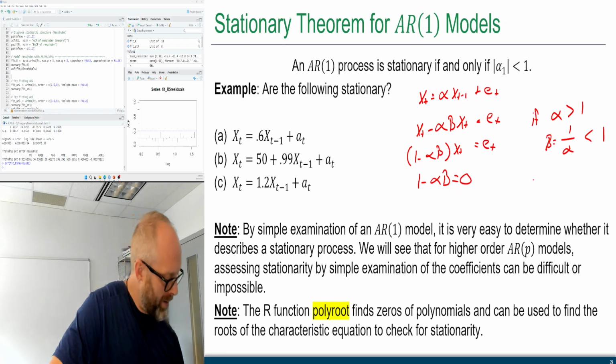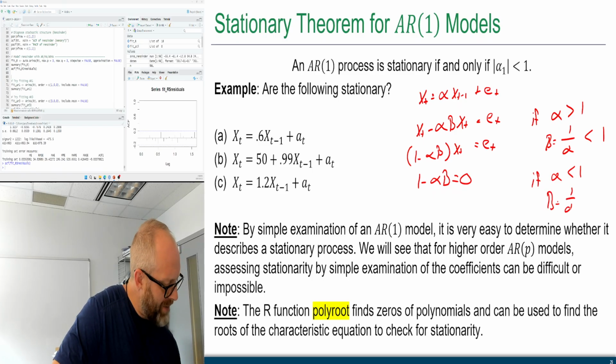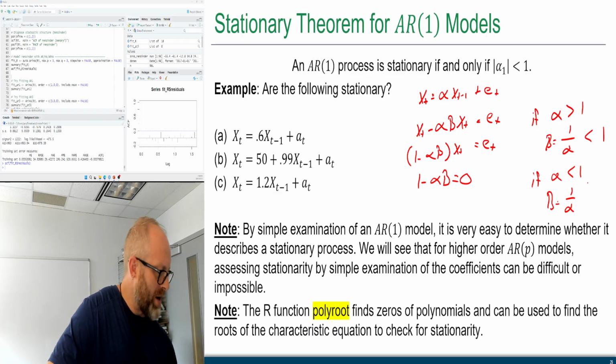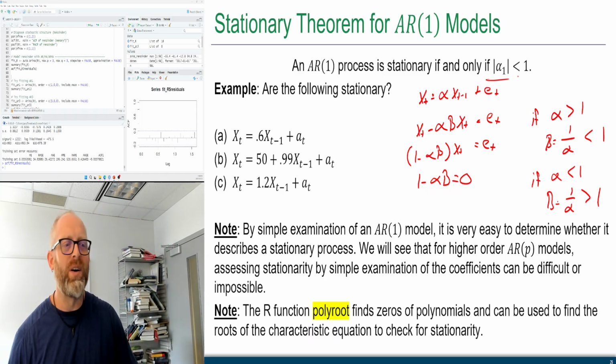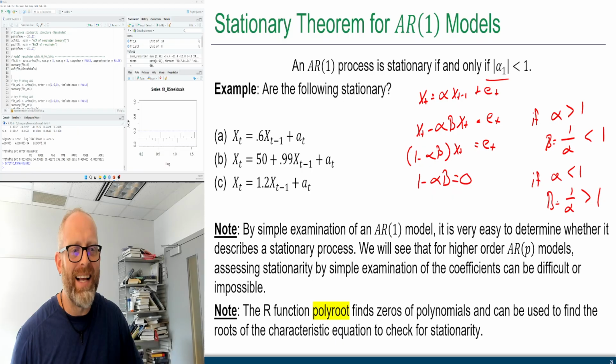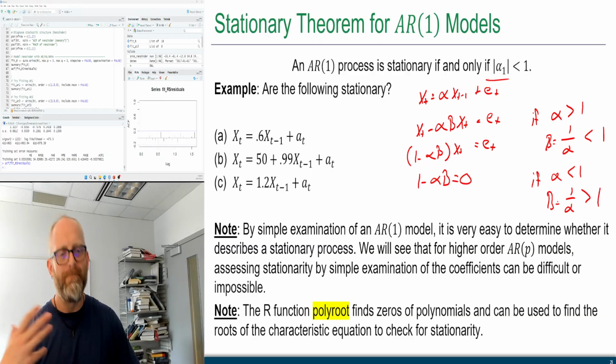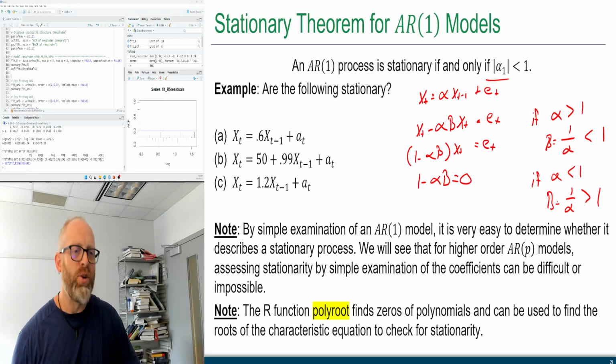So on the other hand, if alpha, or do I have this backwards? Yeah, no. If alpha is less than 1, there we go, then B is still 1 over alpha. But if alpha is less than 1, this gives us something greater than 1, which is exactly what I have here. So if the absolute value of alpha is less than 1, then that means I'm going to get a B that is greater than 1, and thus, by our definition, is stationary. So depending on what alpha is, I can quickly see when an AR1 model is in fact stationary.